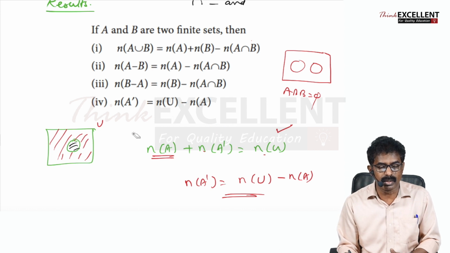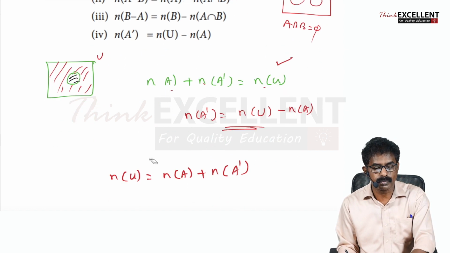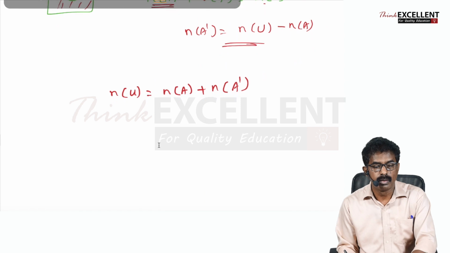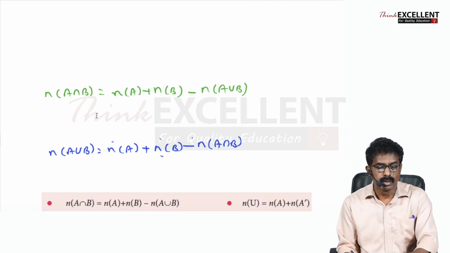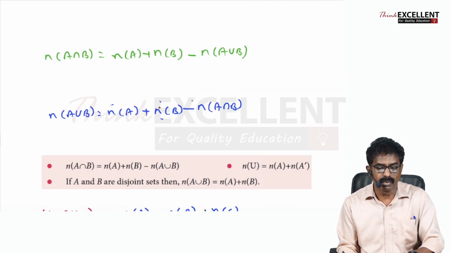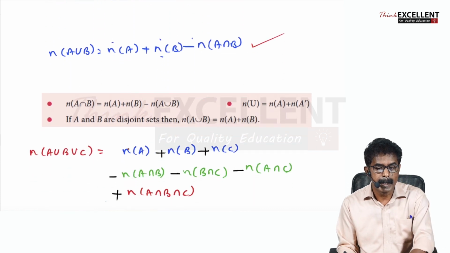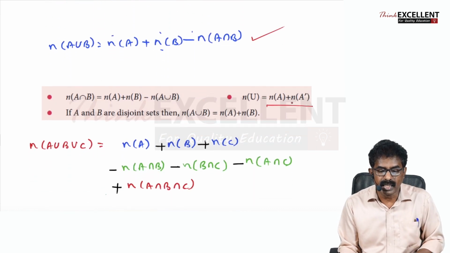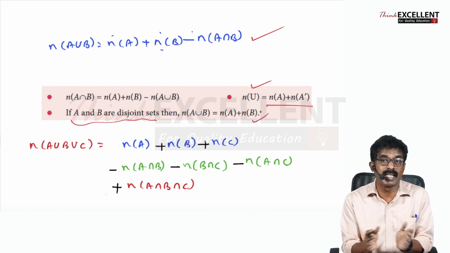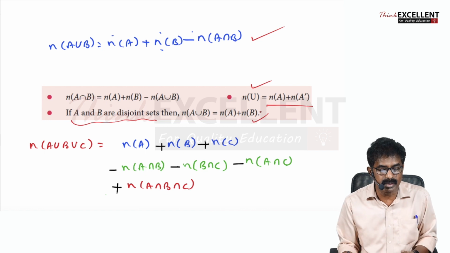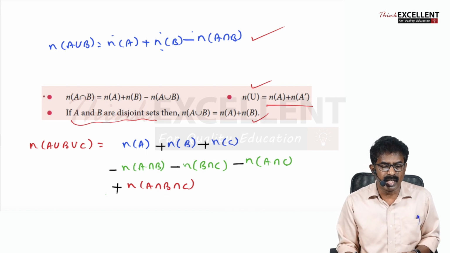Okay, hope you understood all these things. So N of A intersection B, everything you can find from this. This is the most important one. N of A plus N of A dash is what? N of U. If A and B are disjoint, N of A union B is only N of A plus N of B. You know the reason, the last term becomes 0. Two sets we studied. N of A union B is N of A plus N of B minus N of A intersection B.